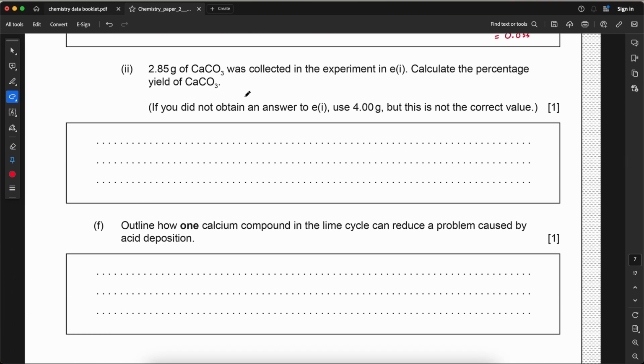2.85 gram of CaCO3 was collected in the experiment in E1. Calculate the percentage yield of CaCO3. So percentage yield would be actual yield divided by theoretical yield. So 2.85 gram divided by 3.30 gram times 100 is 86.4%.